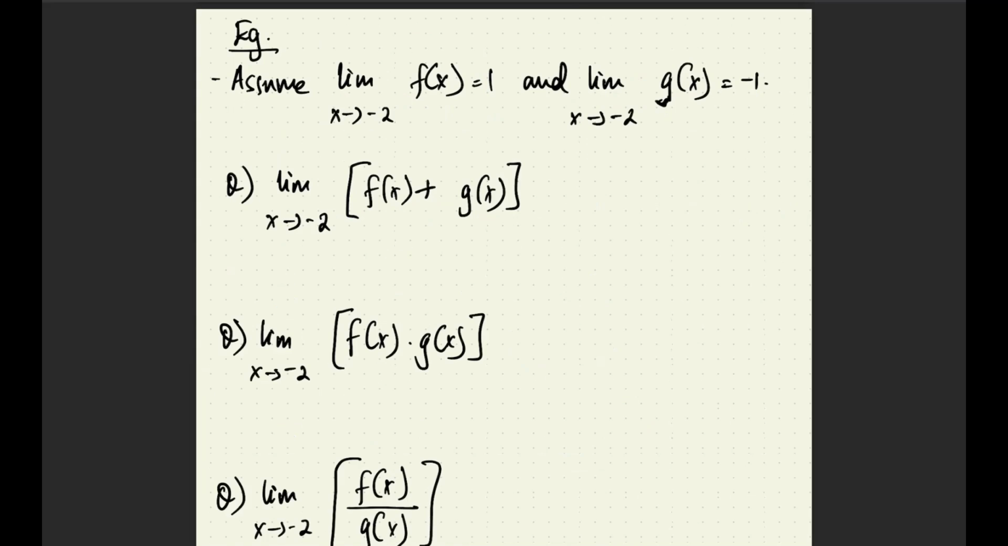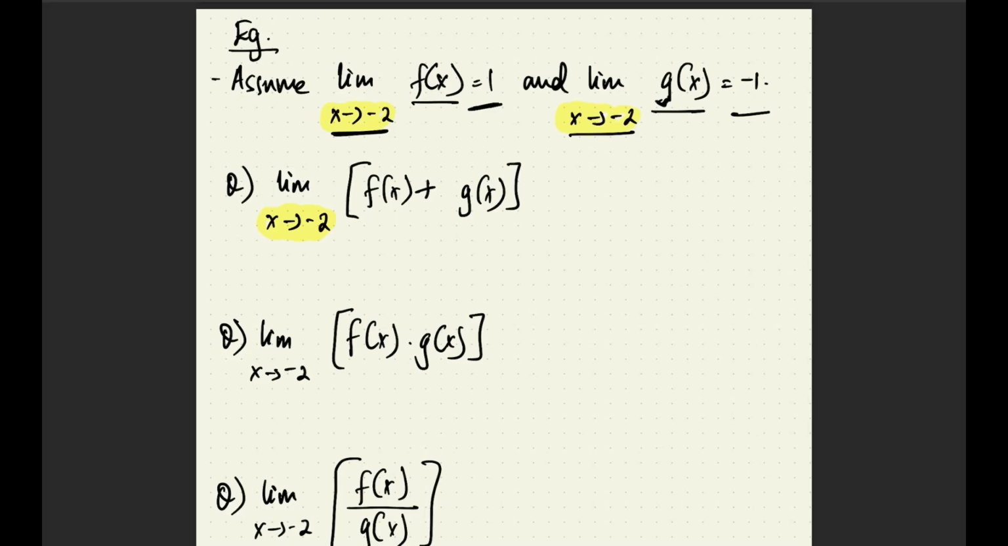Okay, so to better illustrate the limit laws, let's look at a few examples. So assume there is a function f of x. Don't worry about what the function exactly is, but just assume that when x is getting closer and closer to minus 2, y is getting closer and closer to 1. There's a second function g of x such that when x is getting closer and closer to minus 2, the y value is getting closer and closer to minus 1. So using this data, let's try and solve these few questions.